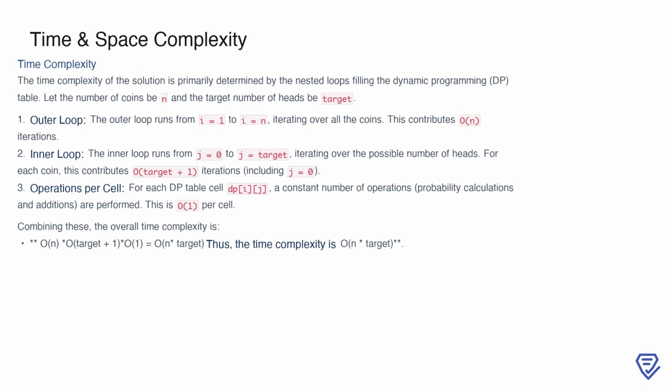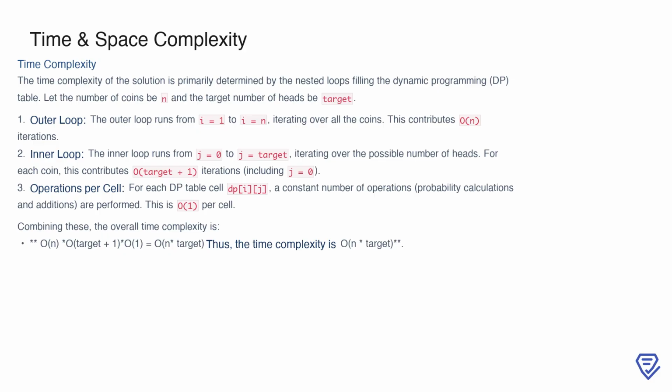The time complexity of this solution comes from the nested loops used to populate the dynamic programming table. First, we have an outer loop that iterates over all the coins, which means it runs from 1 to n, where n is the total number of coins. This gives us n iterations. Inside this, there's an inner loop that iterates over the possible number of heads, from 0 to target, resulting in target plus 1 iterations for each coin.